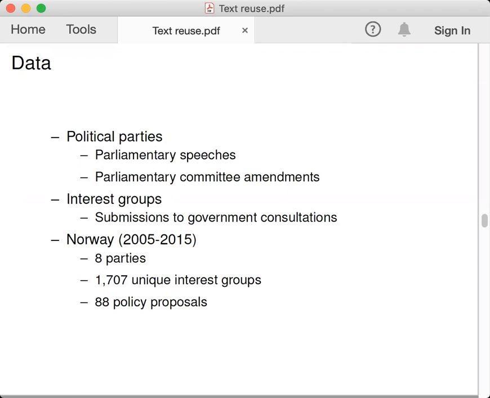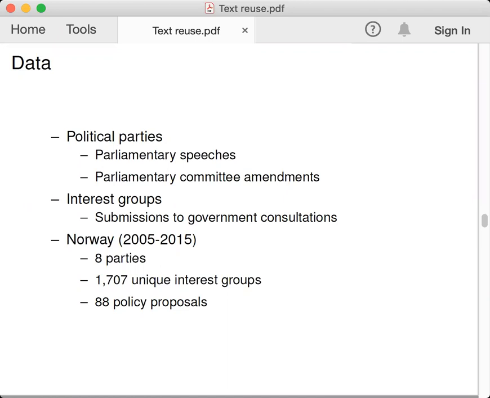And I look at this in Norway between 2005 and 2015, mainly for practical purposes, like when these types of texts are available. So this means that I look at 8 parties in total, 7 for the whole period, and a bit over 1,700 unique interest groups have submitted at least one submission to this government consultation. And I look at 88 policy proposals. So I get a substantial amount of these policy proposals.